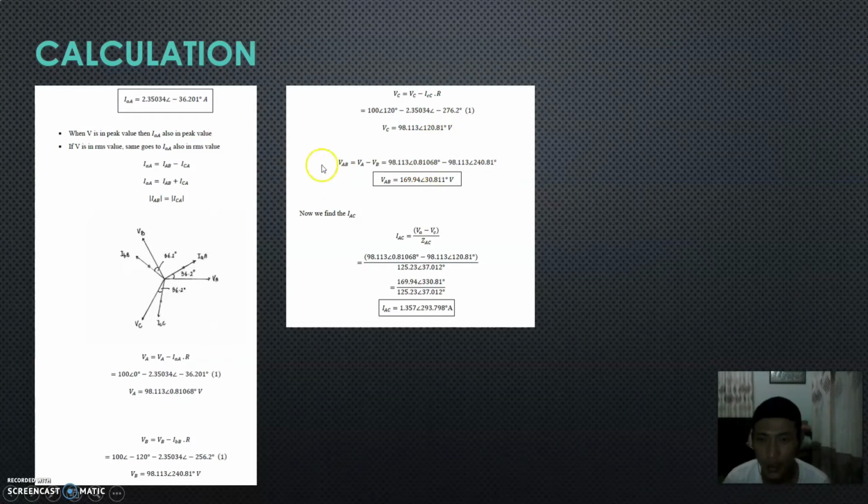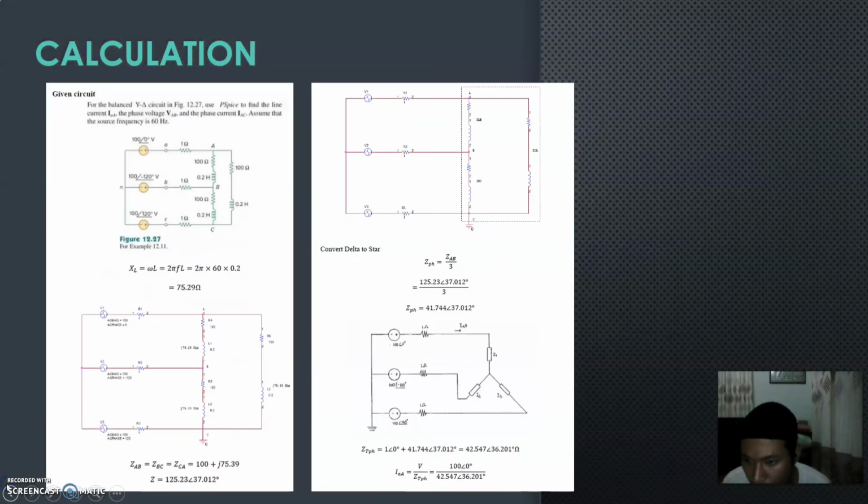When we want to find the VAB, it is equal to VA minus VB, and the answer is 169.94 at 30.811 degrees. Then we must find the IAC. When we find the IAC, it's easier, which is VA minus VC over ZAC, and the value is 1.357 at 29.376798 degrees ampere. That's all. I will pass to Jovin to continue the presentation.